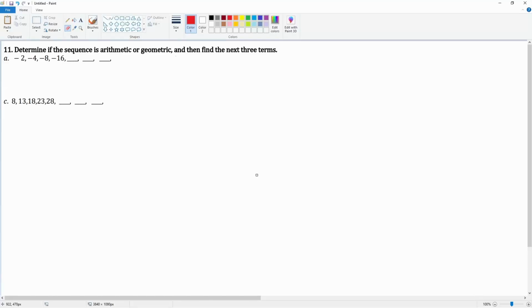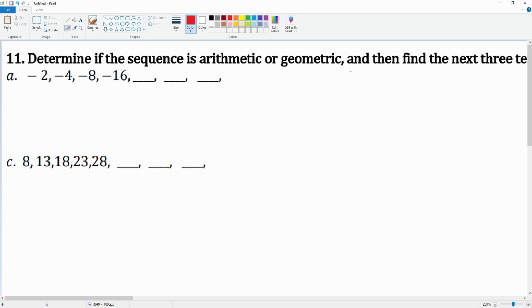Number 11, it says determine if the sequence is arithmetic or geometric and then find the next three terms. Here we have A, it's going from -2, -4, -8, then -16.